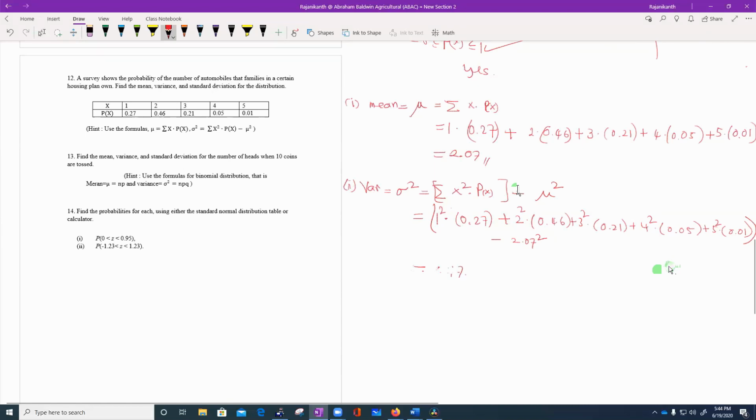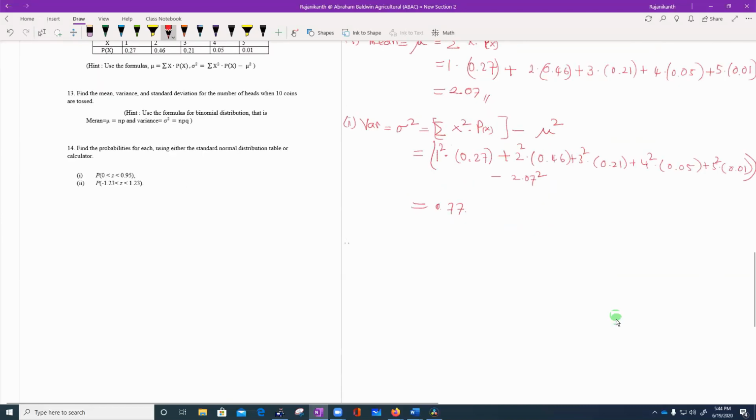So that is my variance. Once you have the variance answer, it is always easy to find the standard deviation, right? Simply find the square root of your variance. So the variance answer we got was 0.77. Take the square root of 0.77. This would be roughly 0.88.